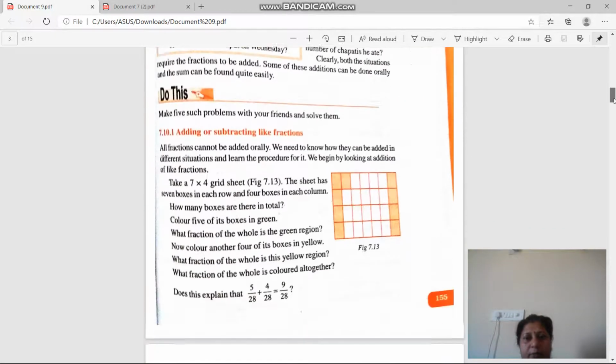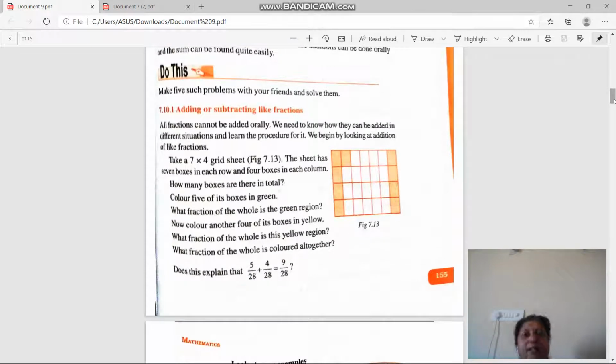Now our next topic, addition and subtraction of like fractions. When we start addition and subtraction of like fractions, it is very easy. Why? Because in like fractions, denominators are the same. And what we do here, we just add the numerators. Never add the denominators. We have to keep the denominator as it is. Only the numerators are added. Okay. So see here, 5 upon 28 plus 4 upon 28. We take 28 as it is and we just add 5 plus 4, we get 9.